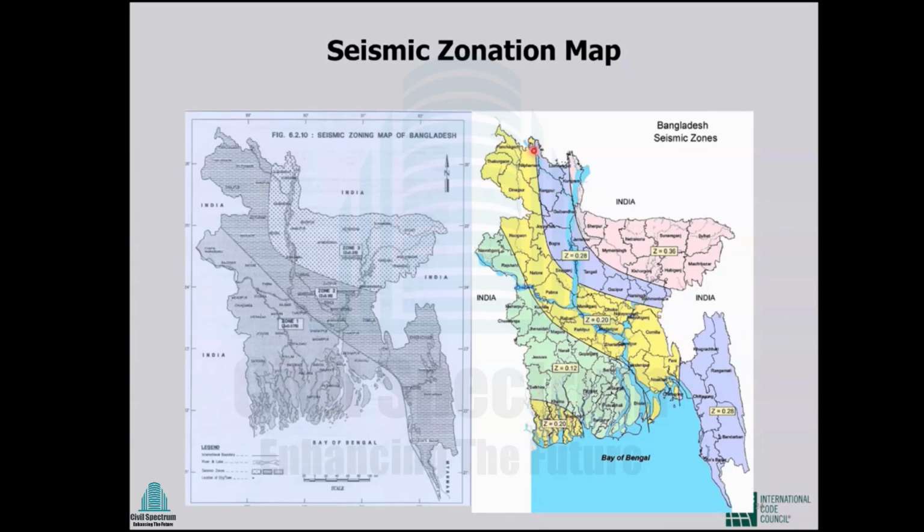And the previous version of zone 2 and 3 is kind of divided into the new version of zone 2 and zone 3. There is this zone 4. The previous version of zone 3 has become zone 4. So why is it so? As you can understand, the seismicity of Dhaka and Chittagong is actually different. Chittagong is a more seismically active region than Dhaka. So it is very natural that they belong to two different zones.